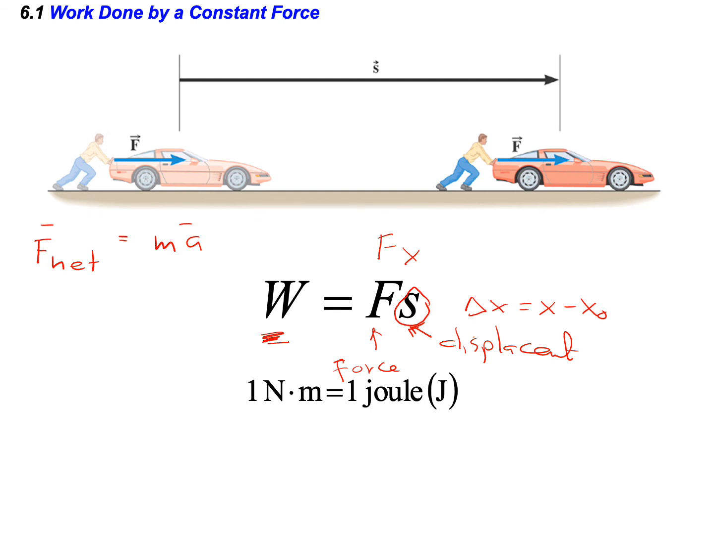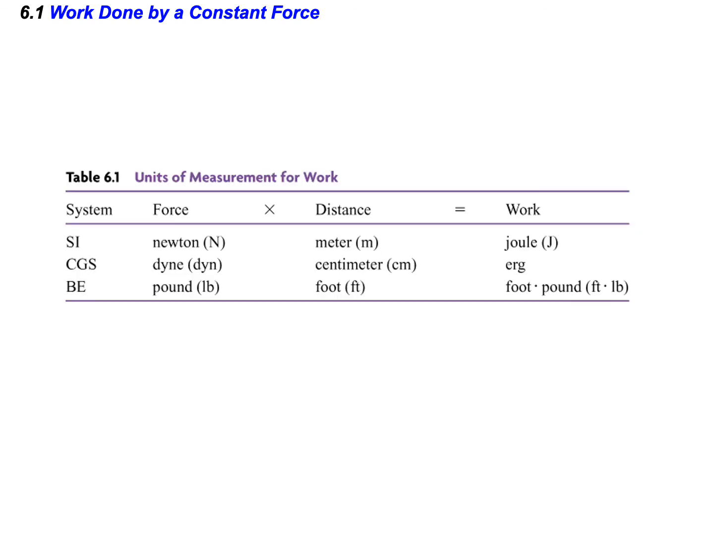If you want to get the units of work, it is the unit of force, which is Newton, times the unit of displacement, which is meters. We know Newton is kilograms meters per second squared. So Newton meter we call joule, with uppercase J as the notation. So 1 Newton meter is equal to 1 joule. Newton meter is the standard international SI unit.